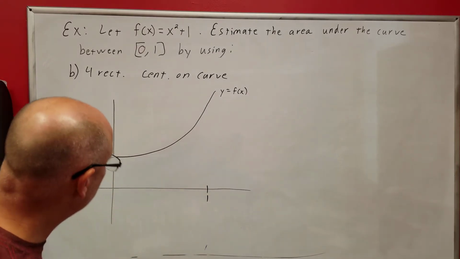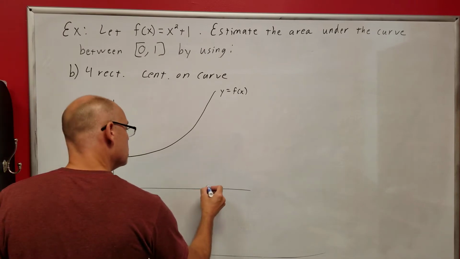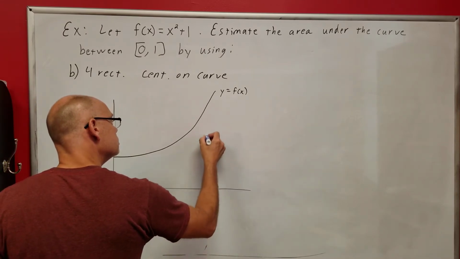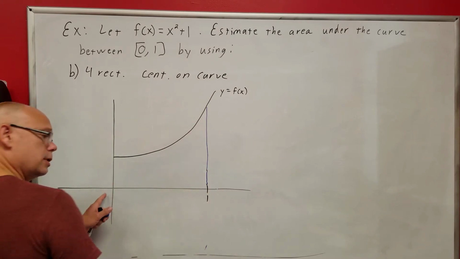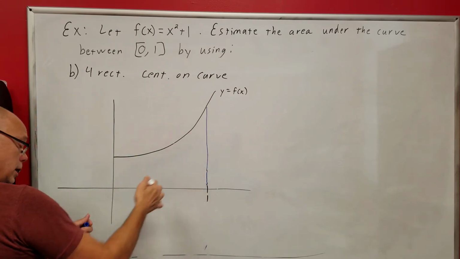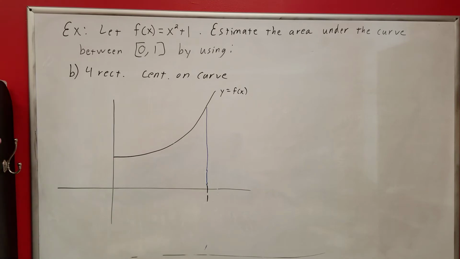All right, so what do we want? We want this area from 0 to 1 between my curve and the x-axis here. Now this time they say, let's break that thing up into what?